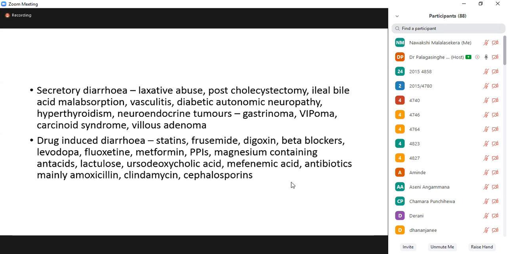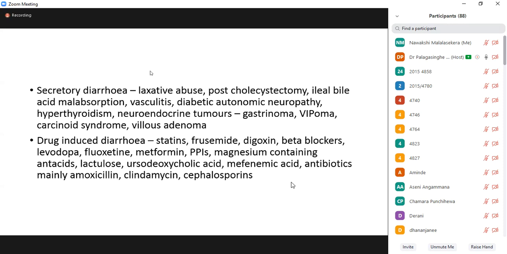They present again with large volume watery diarrhea. There are a lot of secretions being produced by those tumors. Then in conditions like carcinoid syndrome, they have episodes of asthma and diarrhea. So that's a characteristic clinical presentation of patients with carcinoid. Again, they have a lot of GI secretions.